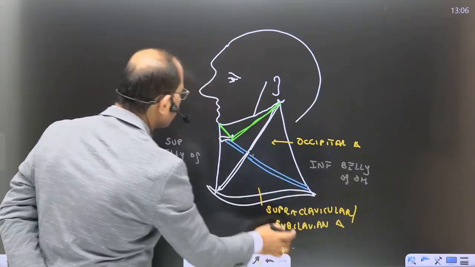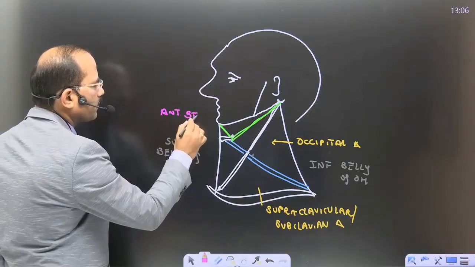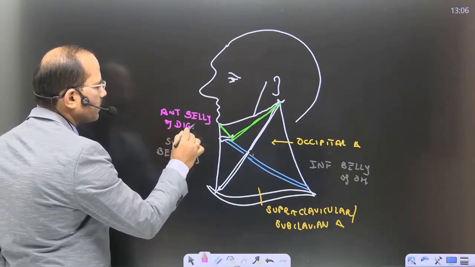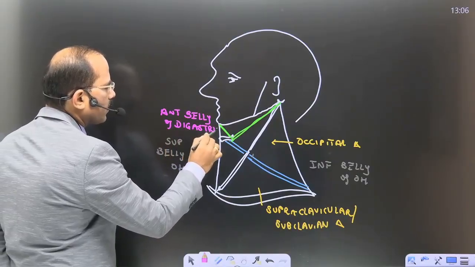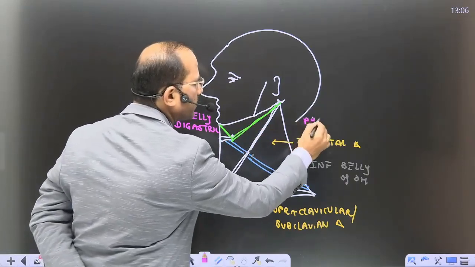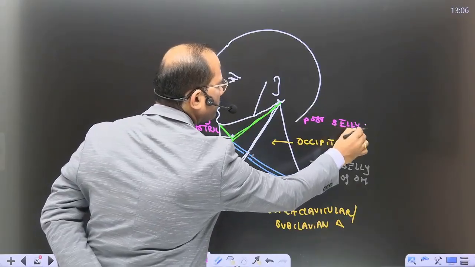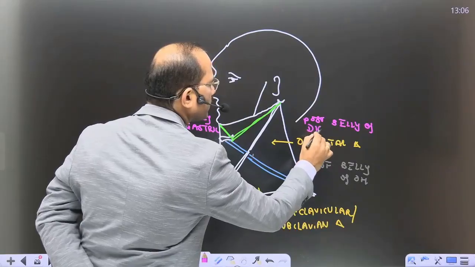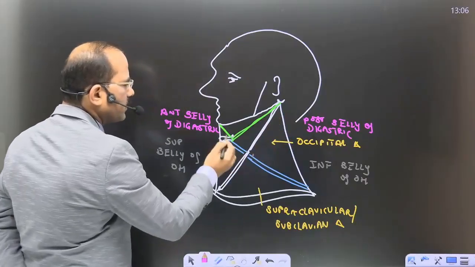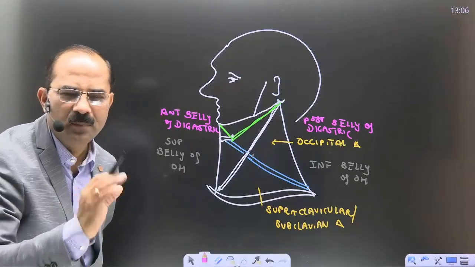That's the anterior belly of digastric. And what's that? Posterior belly of digastric. Right? So that's the posterior belly, that's the anterior belly. Now see, now we get many triangles here. Students, can you appreciate these triangles now?